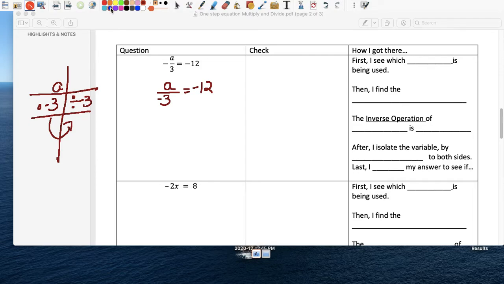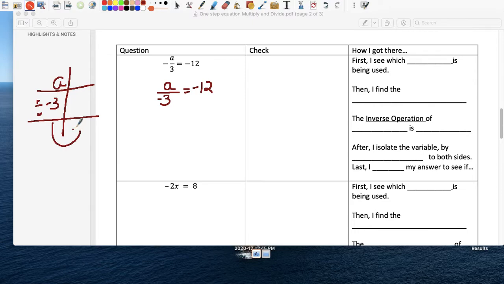Let's show that. Sorry. Okay, everything's wrong. Ignore it. Here's my variable a. What's happening to a? Right now it's being divided by -3. So if you're dividing, the inverse operation is multiply. And we're going to multiply both sides by -3.